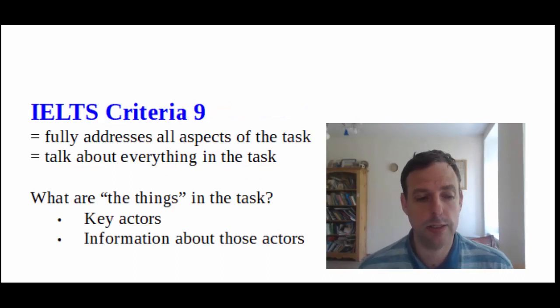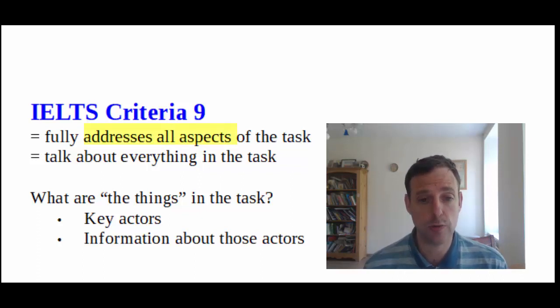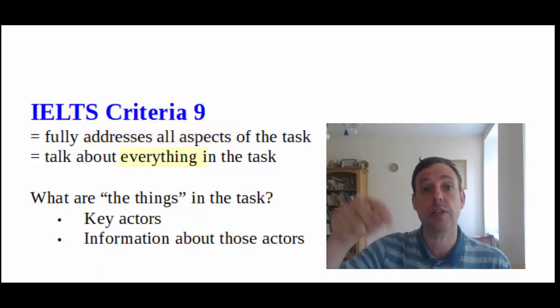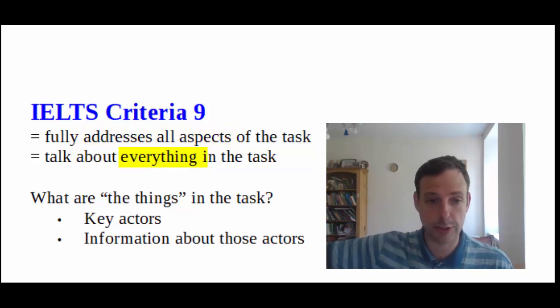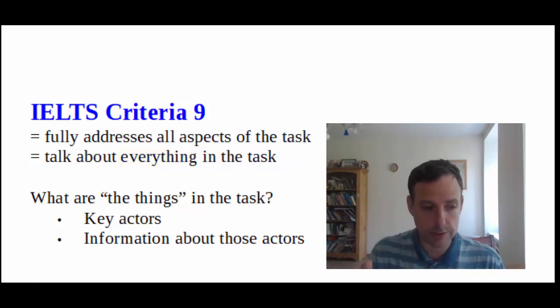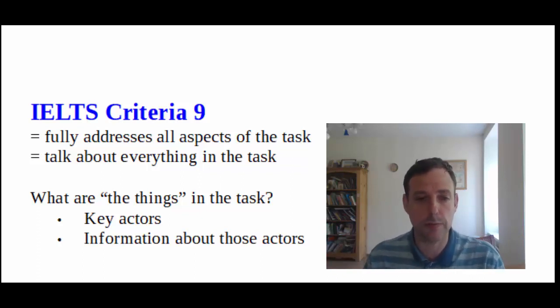Before we look at an exam task, let's talk about the criteria for task achievement, what it says to get a 9. The main point is that the answer fully addresses all aspects of the task. What does this mean? It means that in your answer, you talk about everything that's in the task, and you don't talk about things that are not in the task. In this video we're going to focus on finding the things in the task. So we won't look at a full essay or how to support arguments or plan arguments.